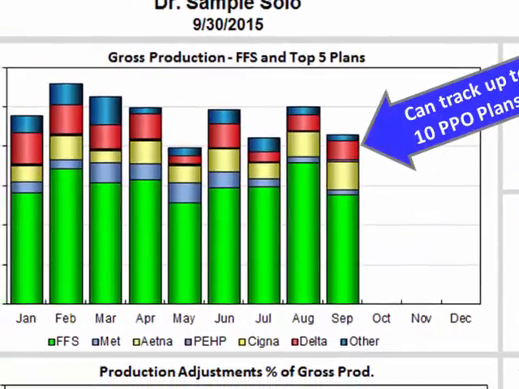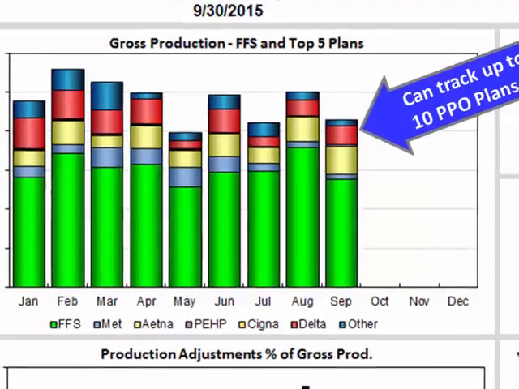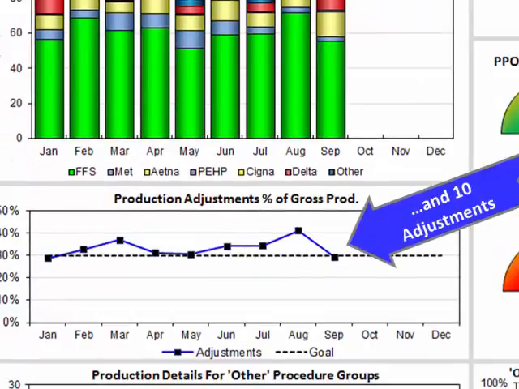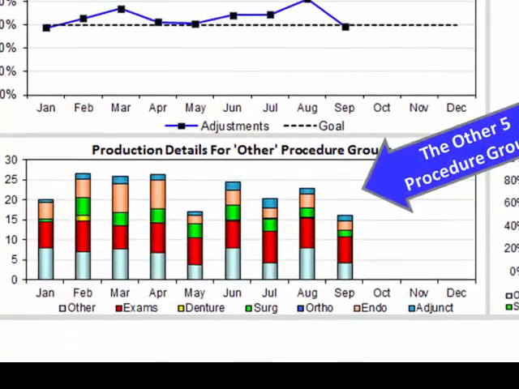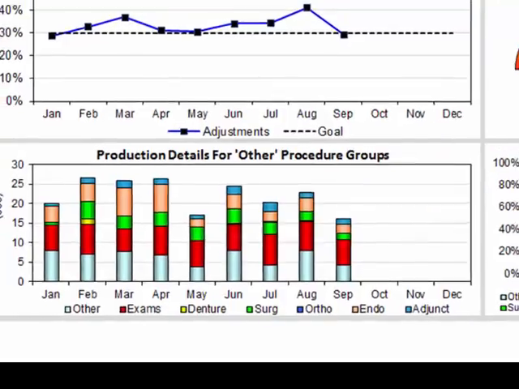In the center, you're able to track up to 10 PPO plans. The green here is your fee for service, and the others are the gross production for PPO plans. Down below, you can also show the 10 adjustments and look at the gross production versus adjustments and determine the relative profitability. Here are your other 5 procedure groups from the first page. I didn't want to mix those together so it would be almost illegible.